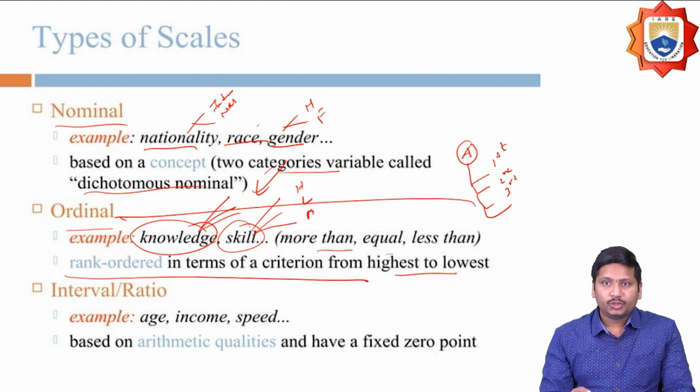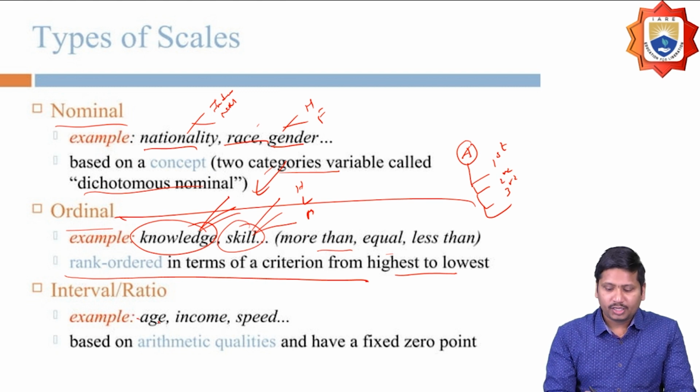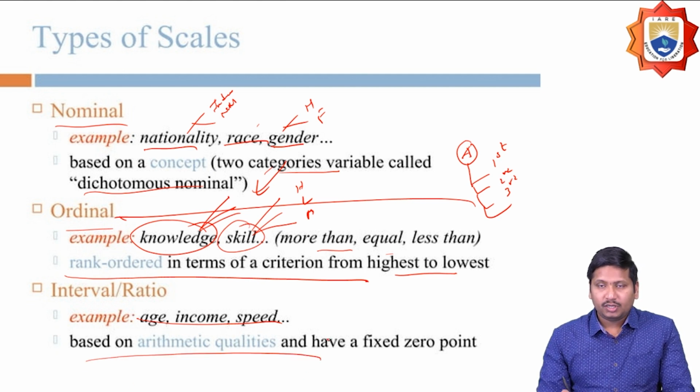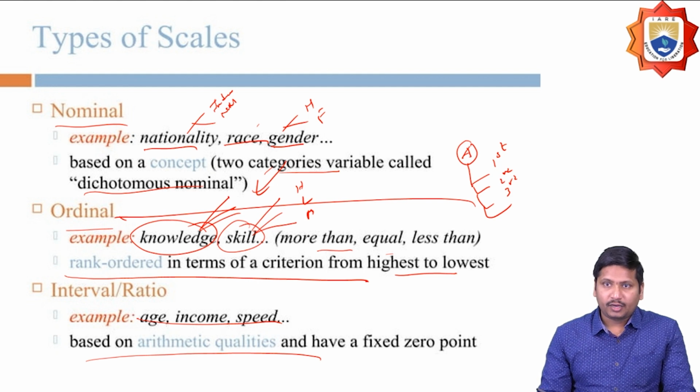Interval or ratio scales have examples such as age, income, and speed, based on arithmetic qualities and having a fixed 0 point. So the interval or ratio scale means age, income, and speed, based on arithmetic qualities that have a fixed 0 point.